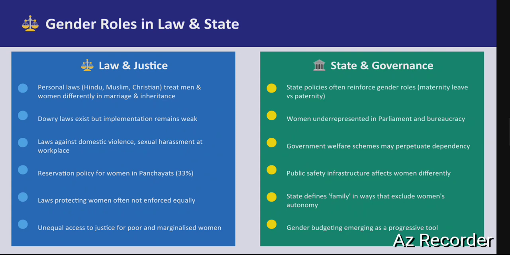Okay, state and governance. State policies often reinforce gender roles. Maternity leave, paternity leave, everything is there, but not given in every organization. That needs to be taken care of. Women are underrepresented in parliament and bureaucracy. Government welfare schemes may perpetuate dependency. Public safety infrastructure affects women differently. The state defines family in ways that exclude women's autonomy. Gender budgeting is emerging as a progressive tool. Still these things are there. How to say? In the previous era, gender discrimination was in the ancient mode. Now it is in the modern mode. That's the difference.